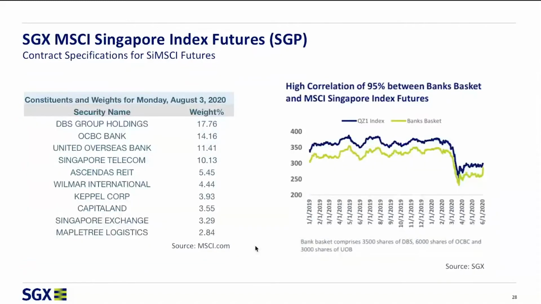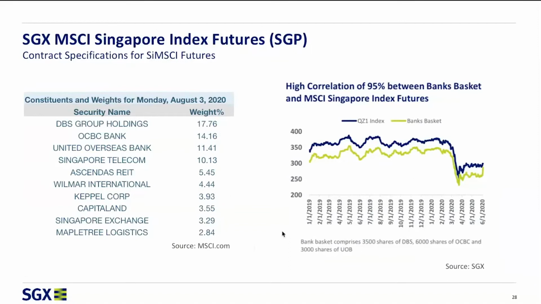Now, if you take a look at the correlation of the 3 banks with the SiMSCI, based on the data and the chart that I have here, we do see quite a nice correlation of 95%. So, for example, if you have in your holdings a lot of banks, basically you are holding the 3 banks, or you also have some of the REITs and Singtel, and you would like to hedge your position, then you can use the SiMSCI because of the high correlation.